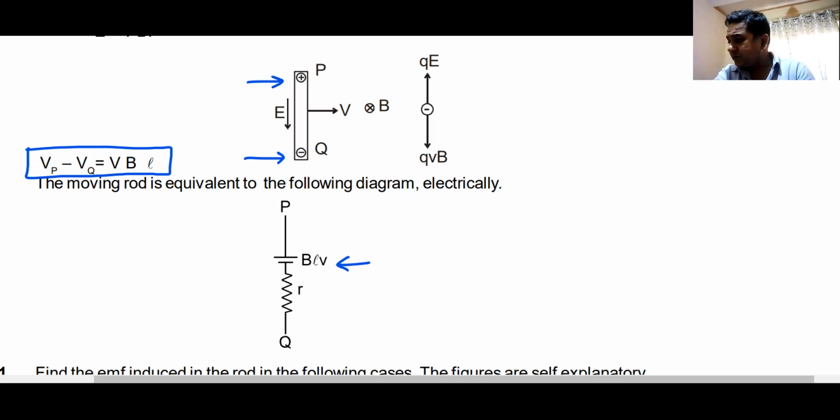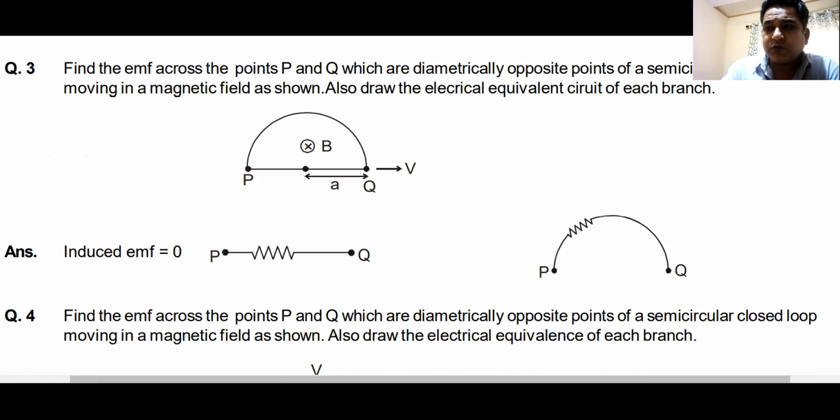I asked you to do all the cases that were given in this. I hope you have done them, all the different cases. I'll just do one or two as questions here. This question number 3: find the EMF across the points P and Q, which are diametrically opposite points of a semicircular loop moving in a magnetic field as shown. Also draw the electrical circuit of each branch.